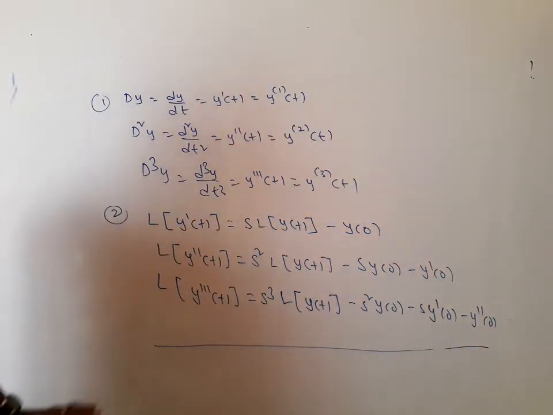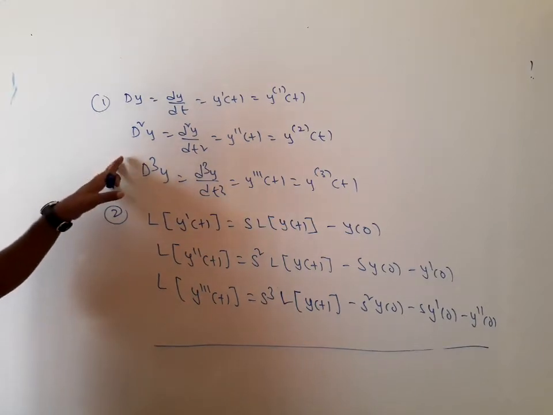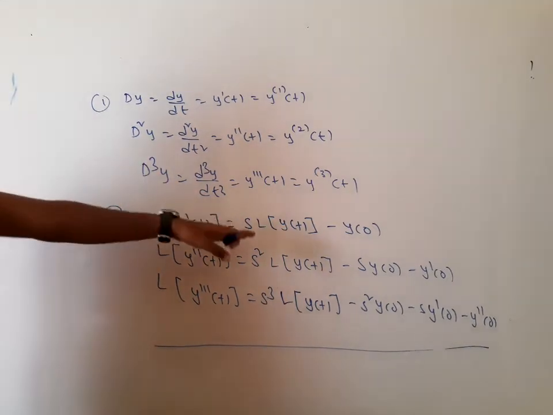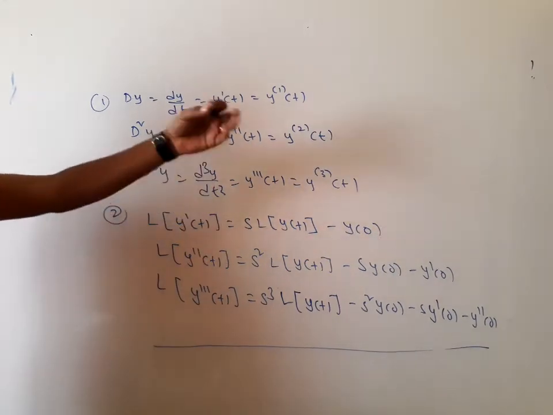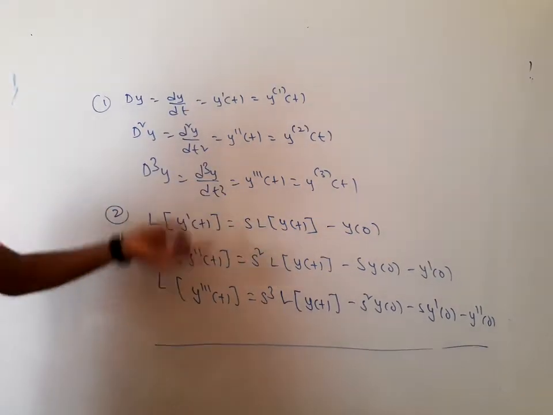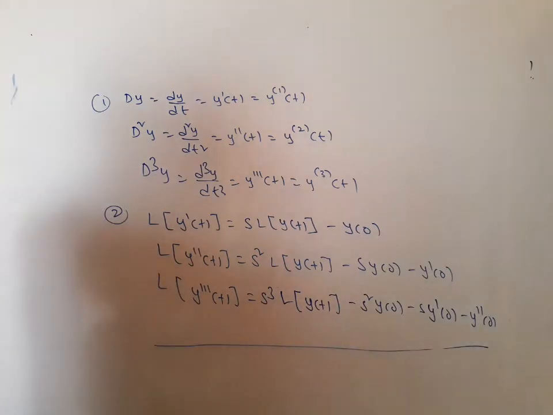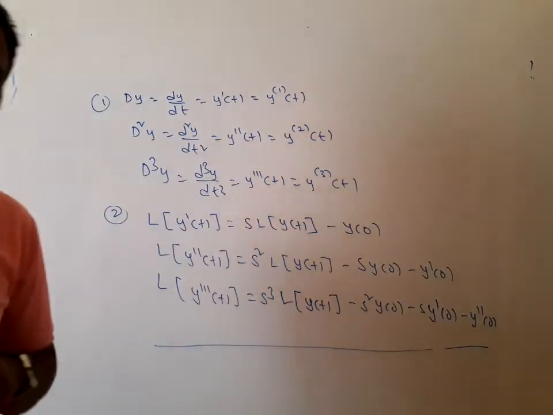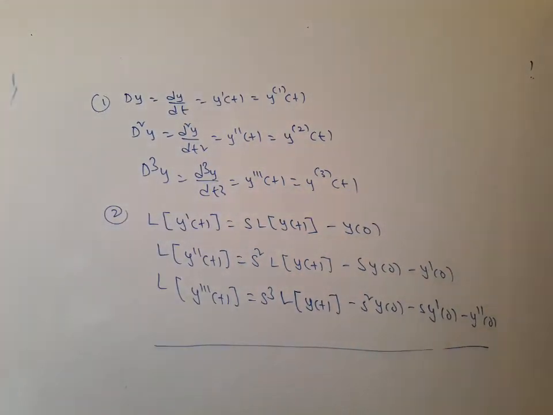This is the way. We take the Laplace transform on both sides, replace these terms with the right side terms, and substitute y of 0, y dash of 0, y double dash of 0. Then simplifying, we get the Laplace transform of y of t equal to a function of s. Then taking the inverse Laplace transform on both sides, we'll get the answer. Right, next we take one problem on this.